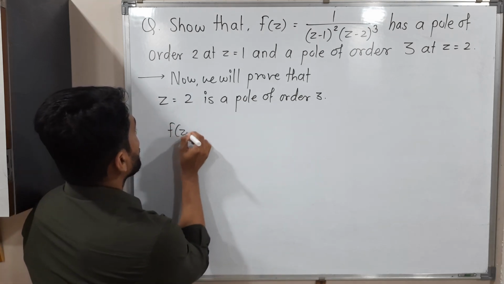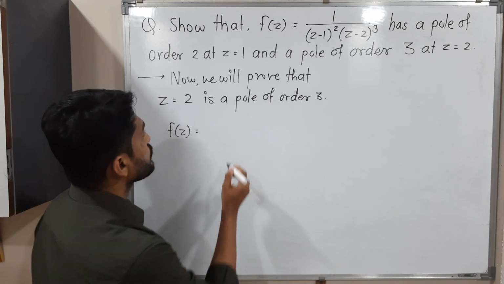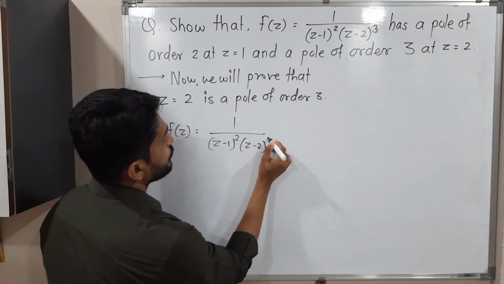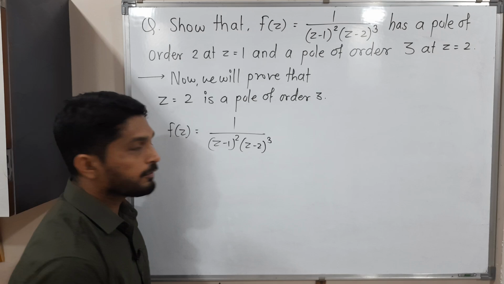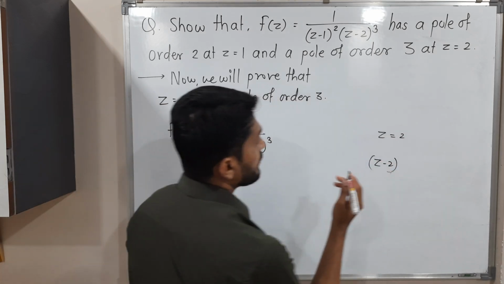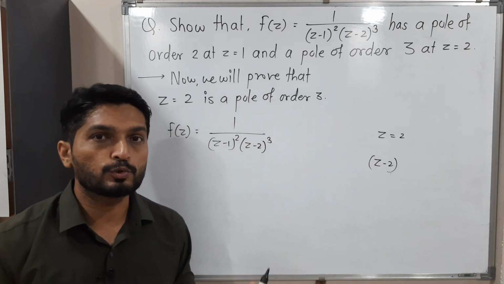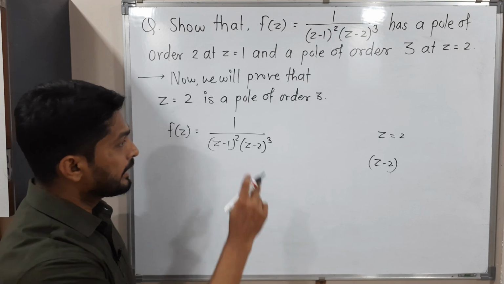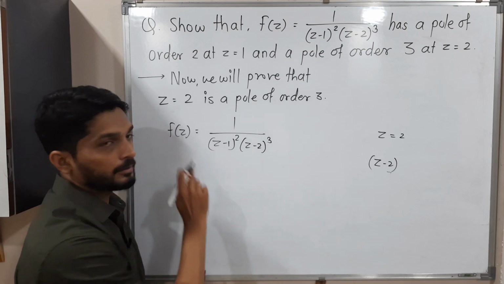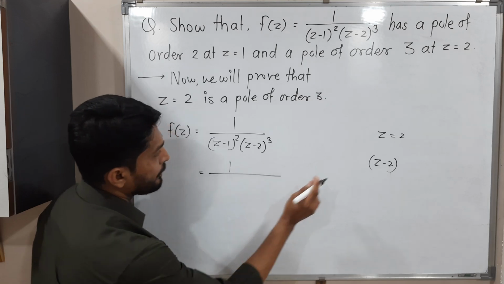It means we have to find the Laurent expansion of this function at z is equal to 2. So let me mention f of z, first z minus 1 square, z minus 2 cube. So what did I say? We have to find the Laurent expansion at z is equal to 2. It means in that series we should have this bracket everywhere, z minus 2, z minus 2, z minus 2, and its powers obviously. This bracket z minus 2 we already have, so we need to adjust that bracket here. Let us see how we can do this one.